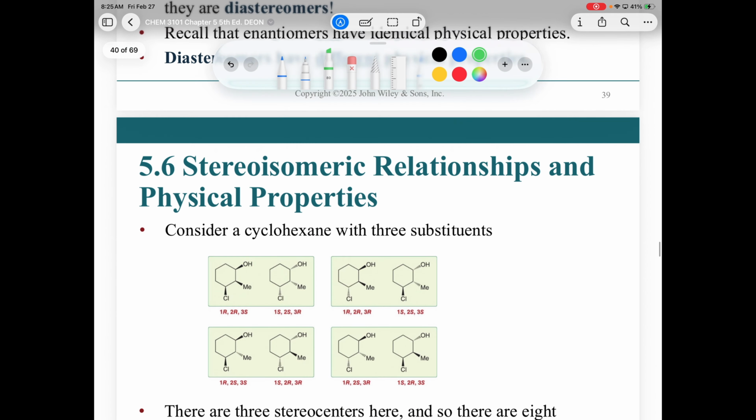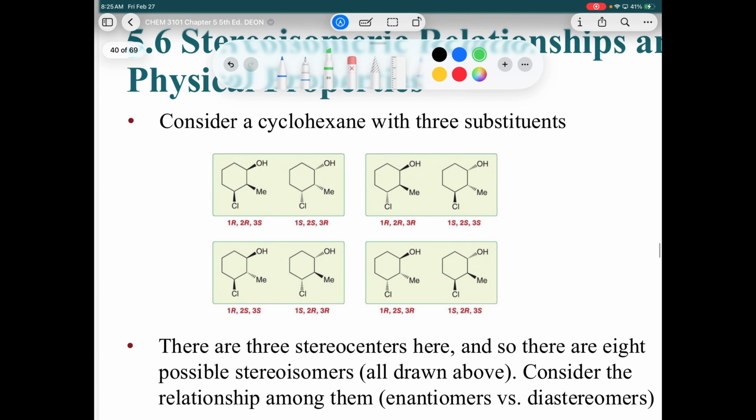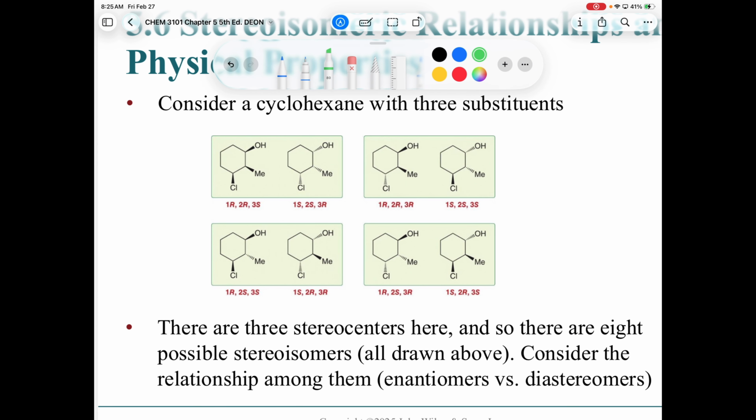If we take a look at these examples here, it says consider cyclohexane with 3 substituents. If we focus in on this molecule here, we've got a cyclohexane that has a hydroxyl group, a methyl group, and a chlorine. Now let's say I gave you this compound on a quiz, and I said, draw me the enantiomer of this compound. What would your strategy be? What did I tell you last class? If you want to draw an enantiomer, you change every wedge to a dash and every dash to a wedge. Done. Don't question it. If it's a wedge, turn it into a dash. If it's a dash, turn it into a wedge.